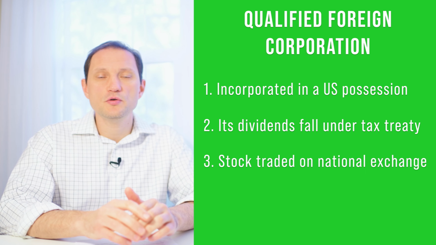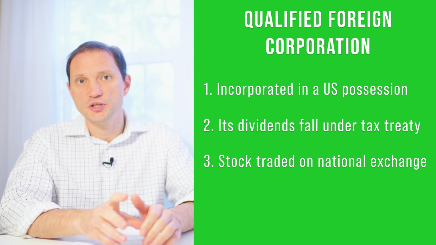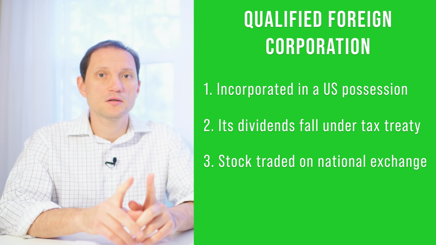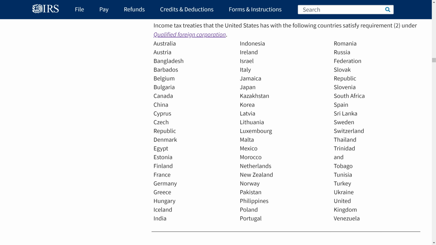The national securities exchange includes all the major stock exchanges as well as option exchanges, but it excludes over-the-counter markets. For instance, a firm that is traded on the Tokyo Stock Exchange is a qualified foreign corporation. This is so because there is a tax treaty between Japan and the US. For a complete list of countries that have a tax treaty with the US, refer to a link that I included in the description.